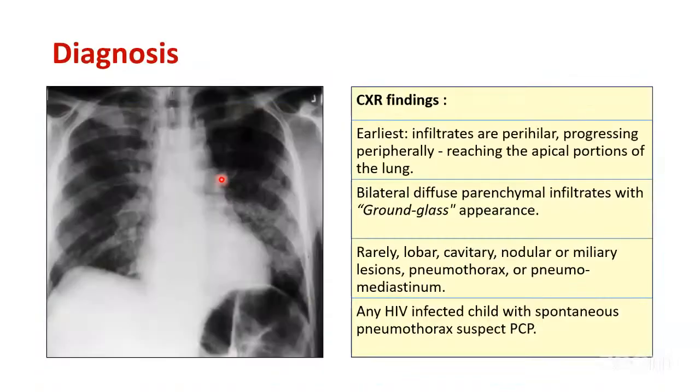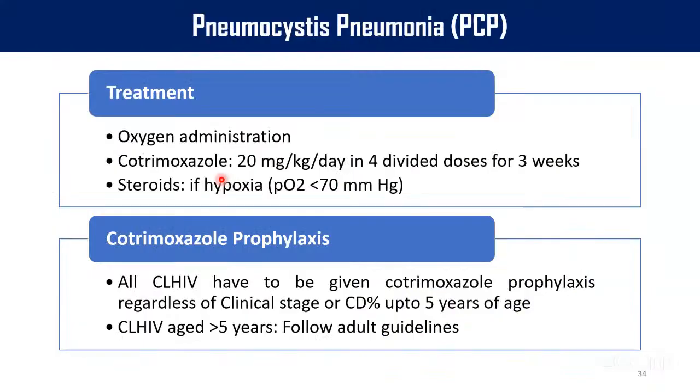So chest X-ray will show infiltrates perihilar in the initial stages, progressing peripherally, and later they may develop a ground glass appearance. And this is how PCP pneumonia presents. The treatment is oxygen, cotrimoxazole. The dosage, remember, 20 milligram per kg per day in 4 divided doses for 3 weeks. If 4 divided doses is difficult, you can make it even 2 divided doses also.